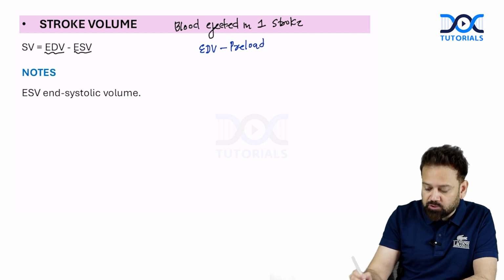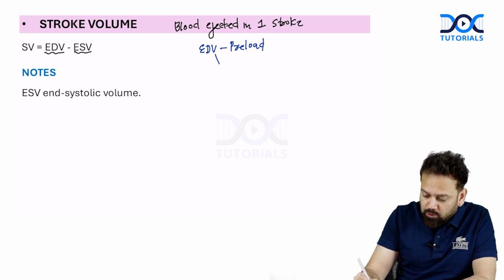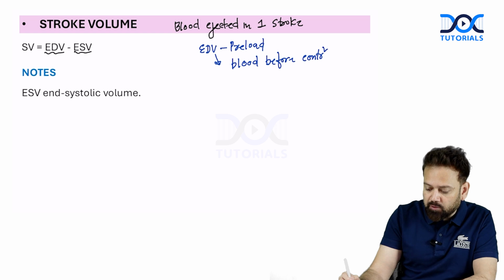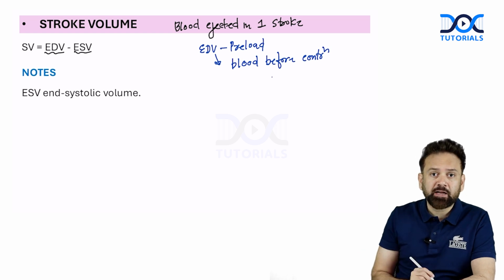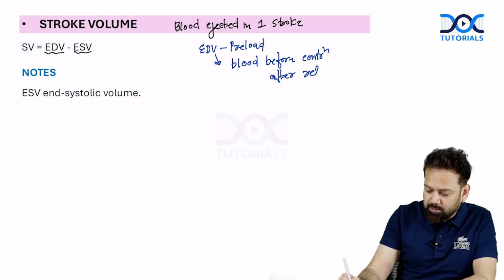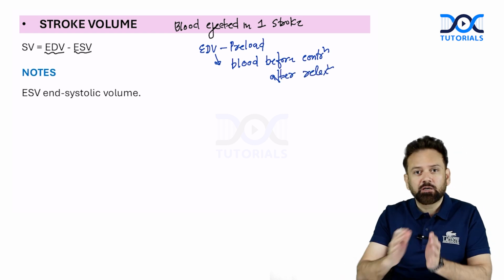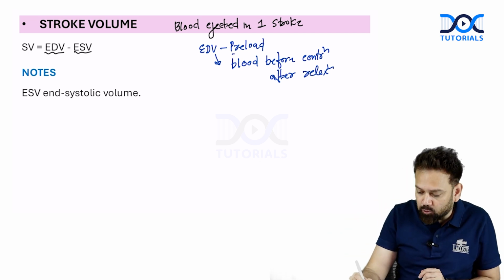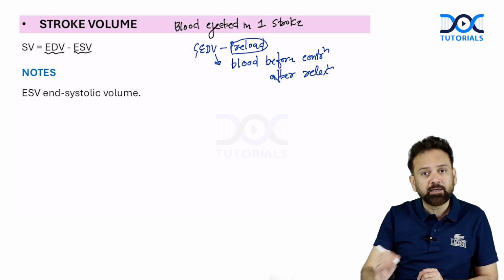End diastolic volume is actually what? Preload. It is the amount of blood, you can say, before contraction starts, or you can say the amount of blood after diastole or complete relaxation, the total blood before contraction starts. It is preload. It is preload. So I hope you will not forget end diastolic volume.